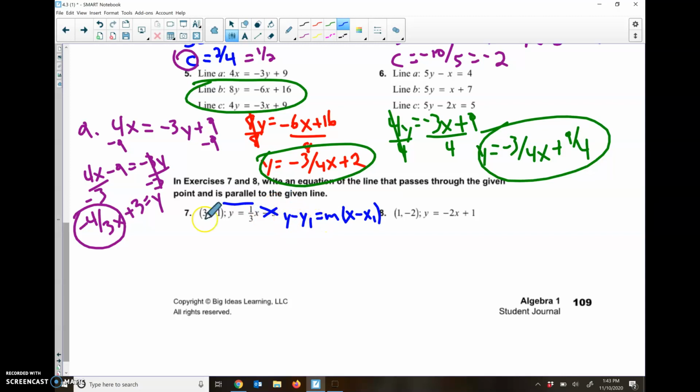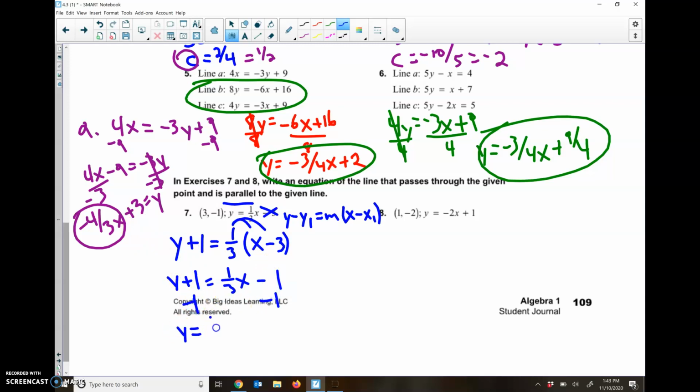All right, so y minus y1. So that means y minus negative 1, which we turn into y plus 1, equals my slope. Since I know these lines are parallel to each other, my slope is 1/3. And then x minus 3. So I'm going to distribute. So I get y plus 1 equals 1/3 x, and 1/3 times negative 3 is negative 1. And then I have a plus 1 over here, so I end up subtracting 1 from both sides. So y equals 1/3 x, negative 1 minus 1 is negative 2. So I know that this line and this line end up being parallel to each other.